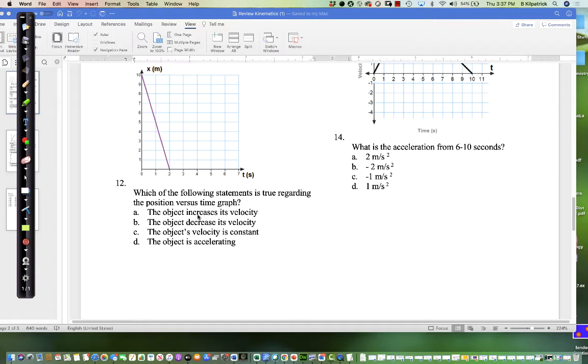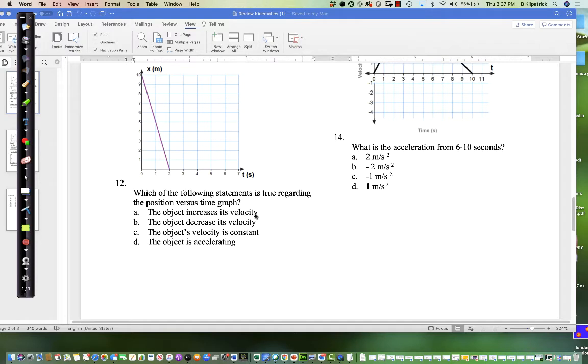All right, so this one right here, which of the following statements is true regarding the position versus time graph? Okay, the object increases its velocity. Is that true? No, it's not true. What do we know about this slope? Because this is a distance versus time graph. Negative. Okay, it's negative. What else? It's constant, linear. So that means that the velocity should be the same. 1 meter per second, 1 meter per second, 1 meter per second. What do we know about the direction? Negative, to the west. Going westward.